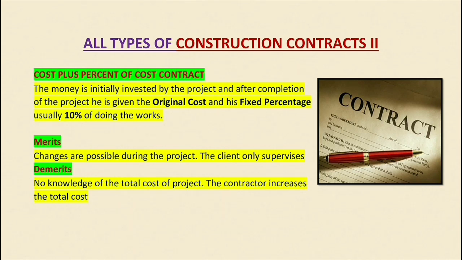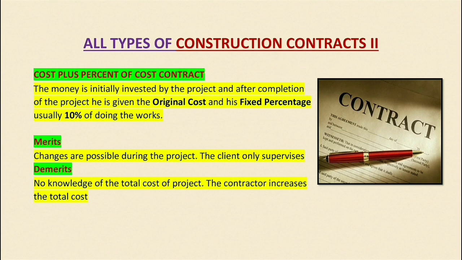Sorry, I mistakenly wrote "project" here: the initial investment is done by the contractor. The contractor invests his money to carry out the civil work, and after the completion of the project he is given his construction cost, his original cost, and some fixed percentage, usually 10% of the total works, for carrying out that civil project. The merit of this type of contract is that changes are possible during the project.